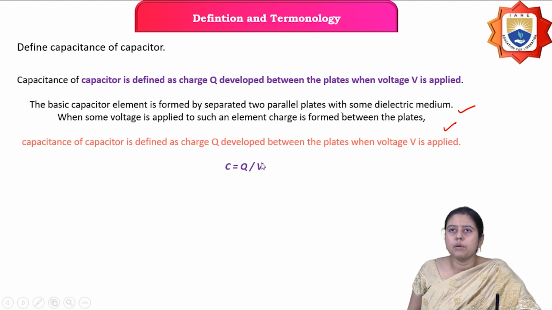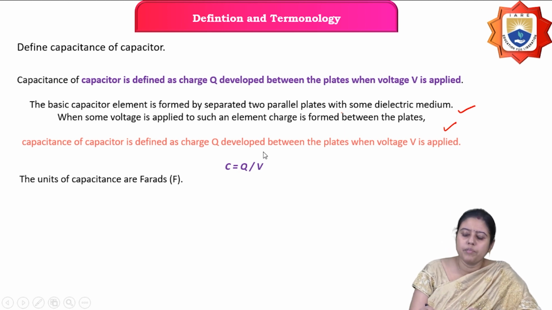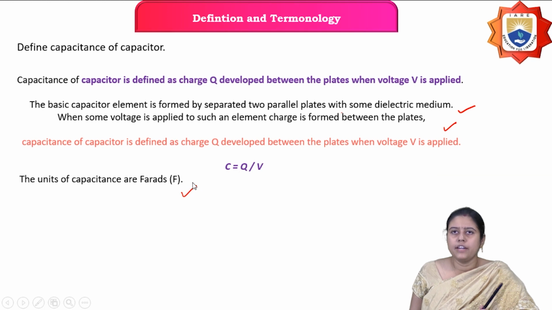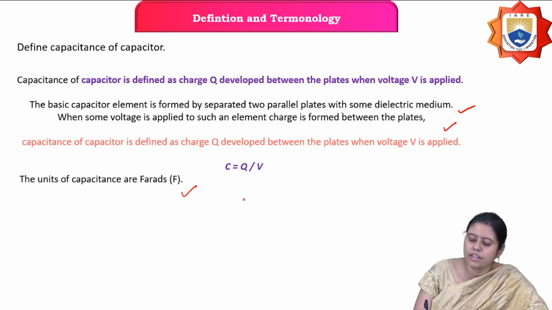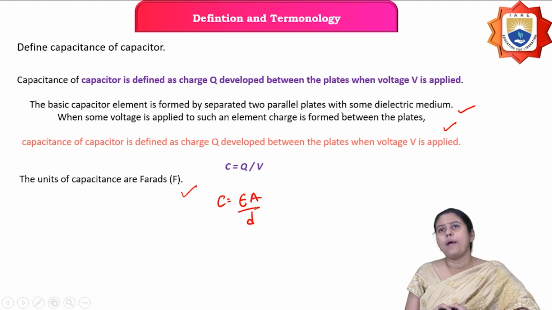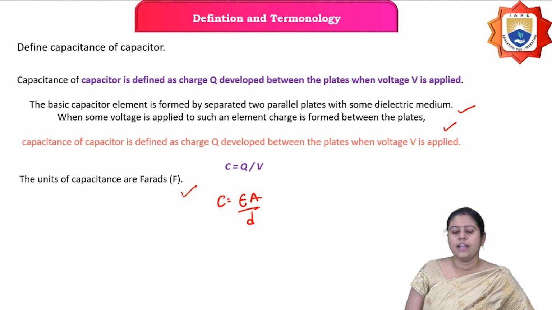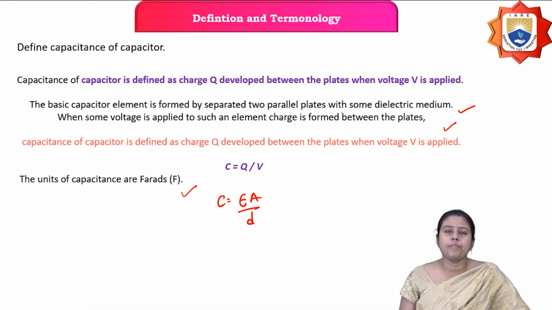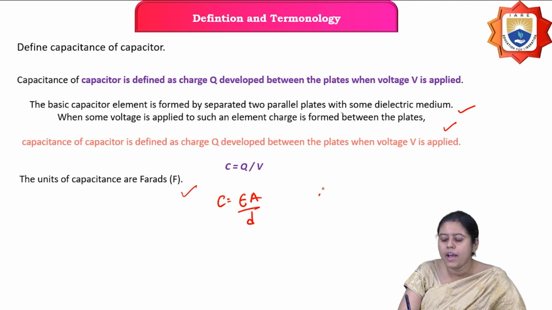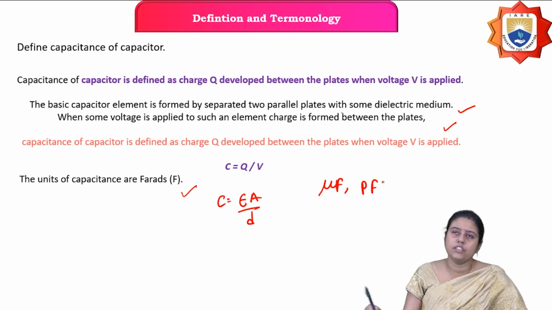What is the unit of capacitance? The unit of capacitance is the farad, and most generally we use C is equal to epsilon A by d for a parallel plate capacitor. Though capacitance is in farad, the capacitances we generally use in our daily life are in the microfarad or picofarad range.